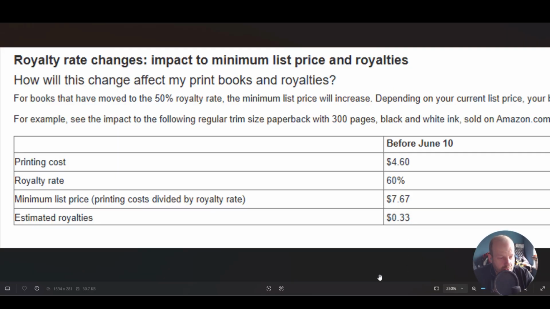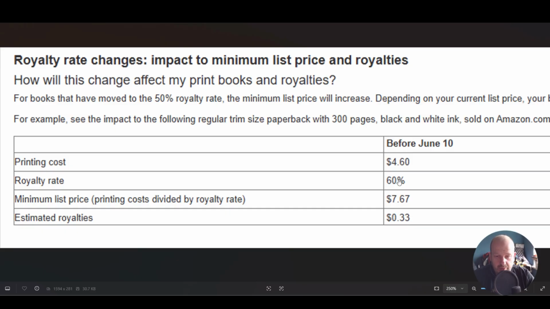So this here is a screenshot from the help page, which I will link below, and it tells you what it was like before June the 10th. So for a 300-page book, black and white, with a list price of $8, this is what you could expect to happen. It would cost $4.60 to print. The royalty rate was 60%. So the minimum list price worked out with this equation, very important. The minimum list would be $7.67, and from that your estimated royalties would be 33 cents.